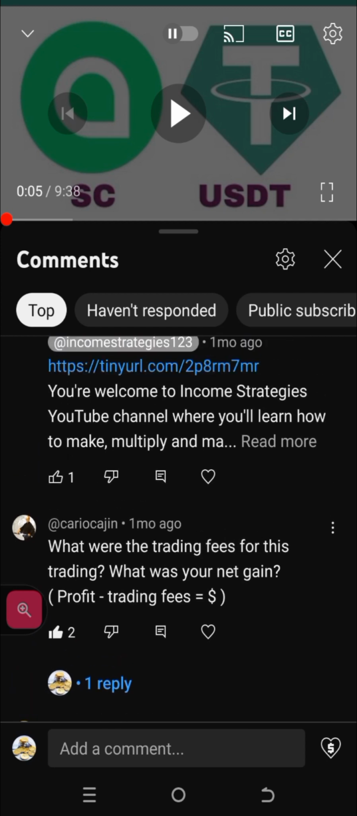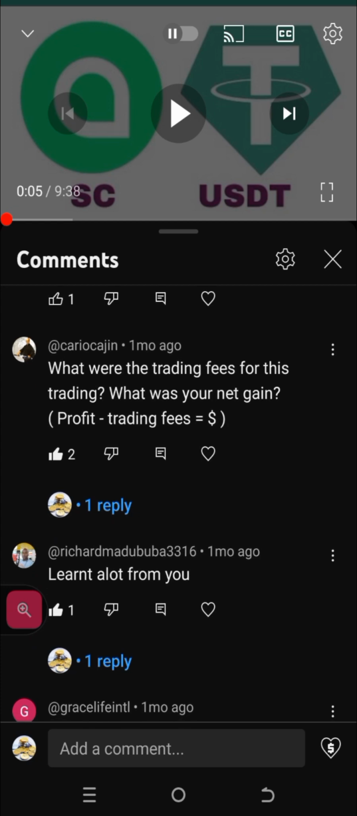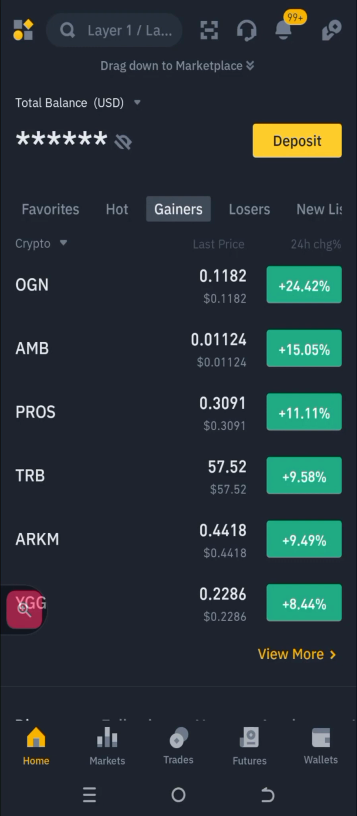Okay, trading fees vary from one exchange to another. Generally they fall around 0.1% of the trading amount you are using. So if, for instance, you're using $100 to trade, you're going to be paying 10 cents as trading fee. And right now, I think Binance shows you the estimated fee. Let me go to Binance and check. It shows you the estimated fee.